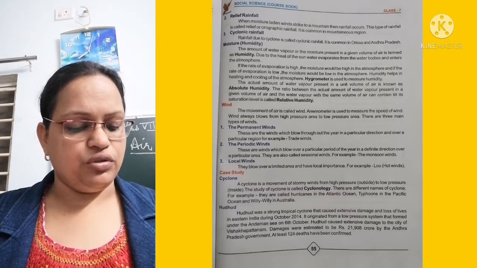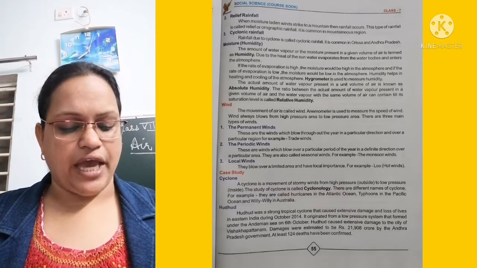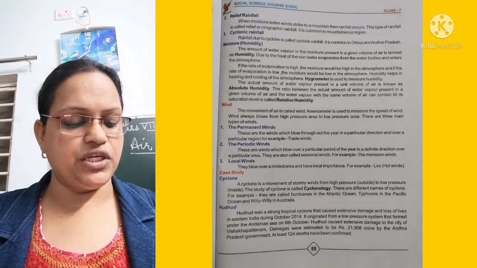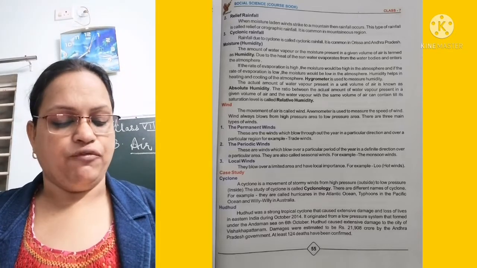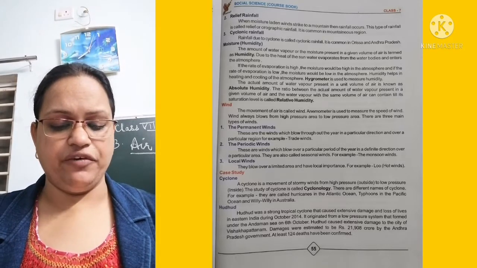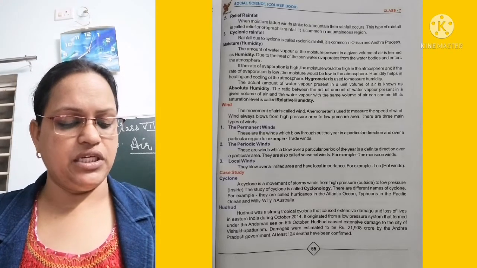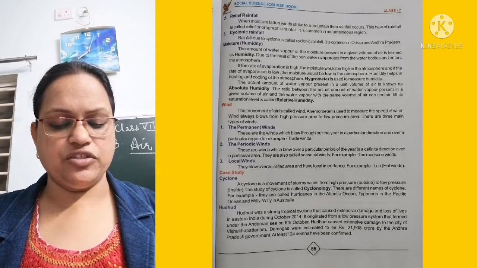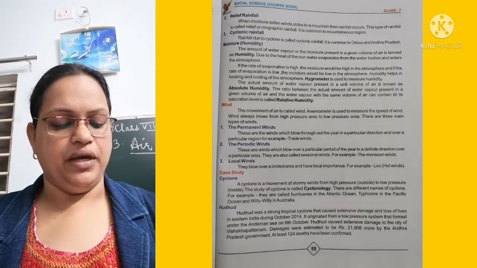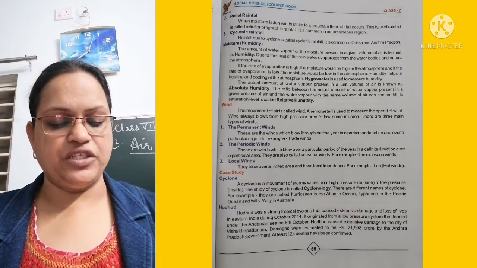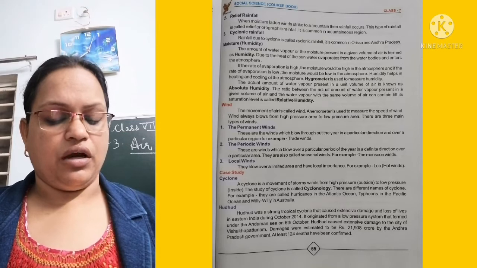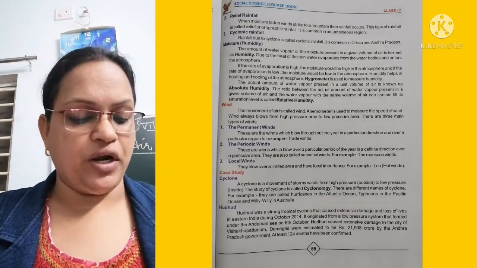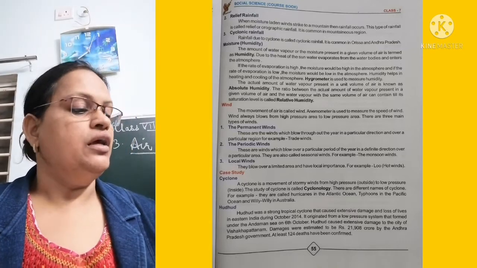Then Hudhud. Hudhud was a strong tropical cyclone that caused extensive damage and loss of lives in eastern India during October 2014. It originated from a low pressure that formed under the Andaman Sea on 6th October. Hudhud caused extensive damage to the city of Visakhapatnam. Damages were estimated to be rupees 21,908 crore by the Andhra Pradesh government, and at least 124 deaths have been confirmed.